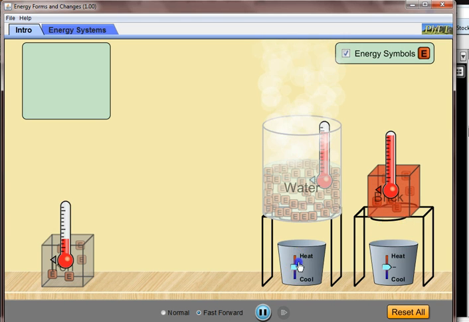Again we may want to heat a little bit more. Okay, and just press pause. You can see now they're pretty much at the same temperature. You can see how many energy particles there are in water, and the number of energy particles in brick. Still they have the same temperature.